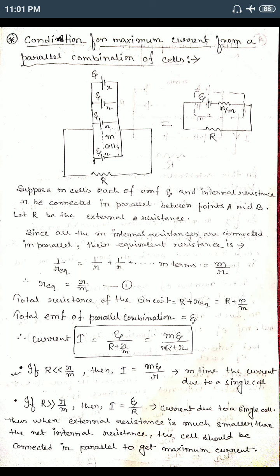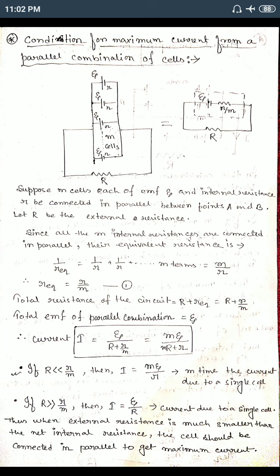That means E by R gives us the current, so that is M times the current due to a single cell. Now if we consider R very much greater than Rm, so we neglect the Rm term, R by M term, so we get I equals E by R. So this is only the single current due to a single cell.